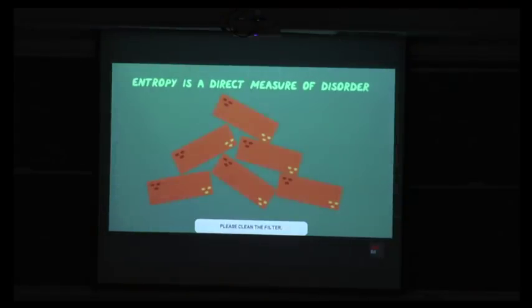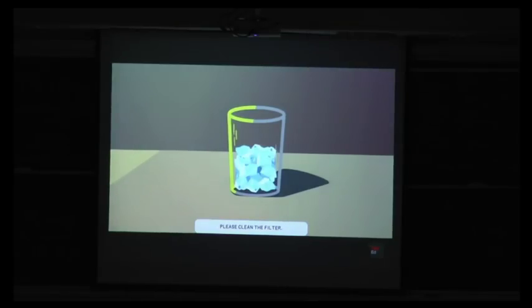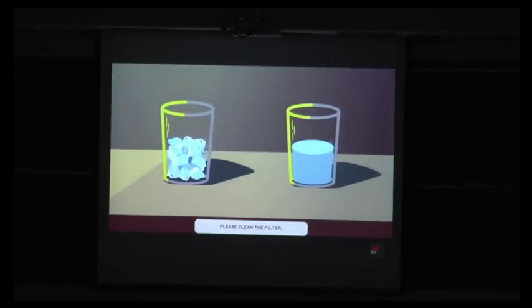Entropy is often described as a measurement of disorder. That's a convenient image, but it's unfortunately misleading. For example, which is more disordered, a cup of crushed ice or a glass of room temperature water? Most people would say the ice, but that actually has a lower entropy.